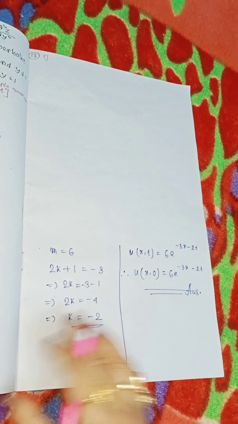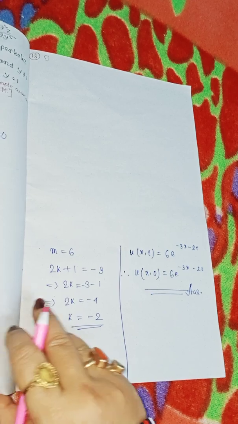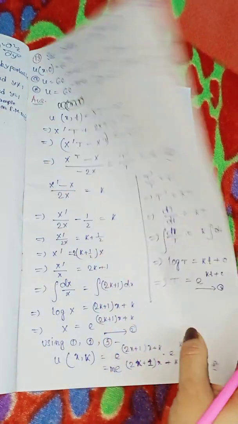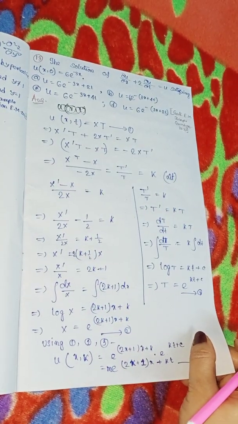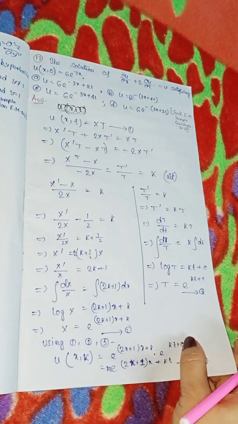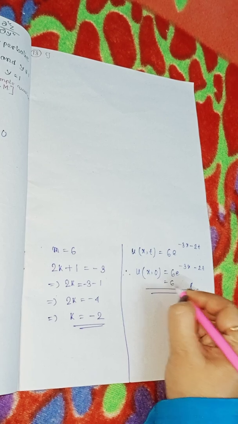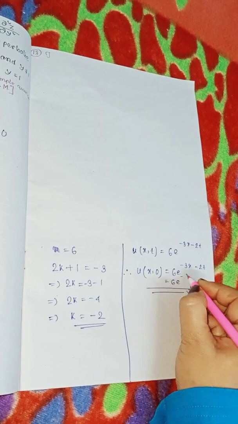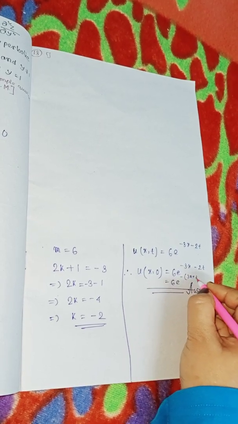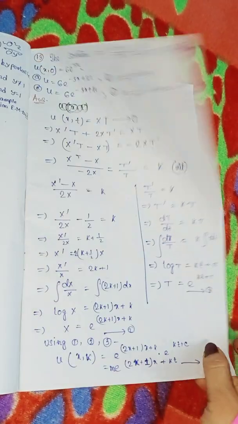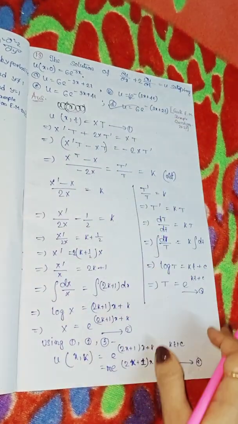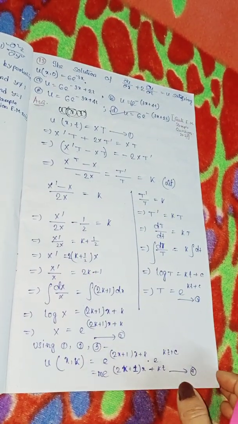We should calculate the value of u(x,t), which is equal to 6 e to the power minus 3x minus 2t. So what is the 3x? So just put it in a line and write down e to the power minus of 3x plus 2t. One line. So option D is our correct choice. So these are the two solutions.